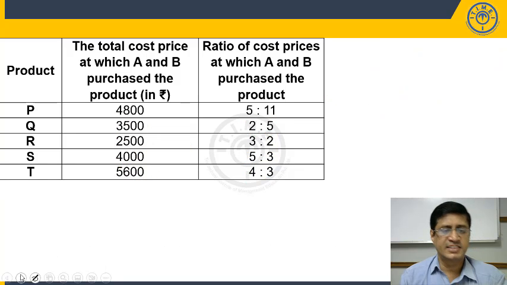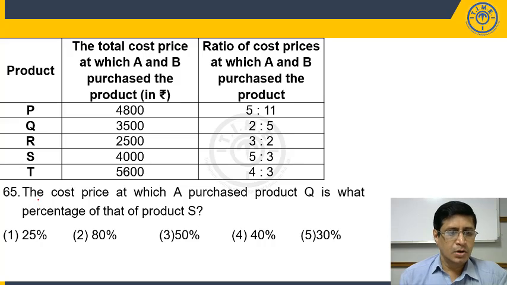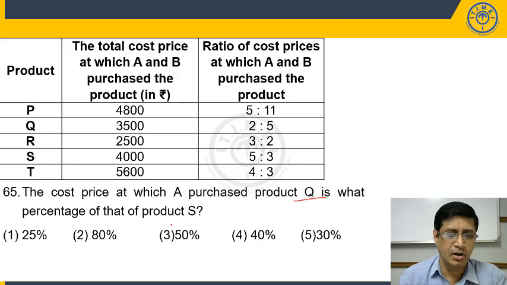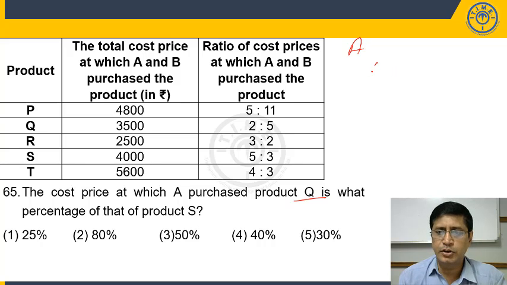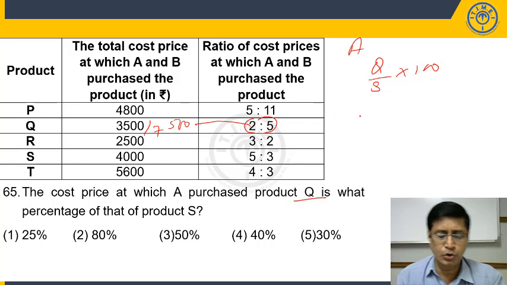Now look at the next example on your screen. The cost price of product Q at A is what percentage of S at A? What is asked? Q with respect to S as a percentage. What is the Q value? The sum of the ratios is 7. Divide 35 by 7, it goes 5 times. So 500 into 2 means it is 1,000.